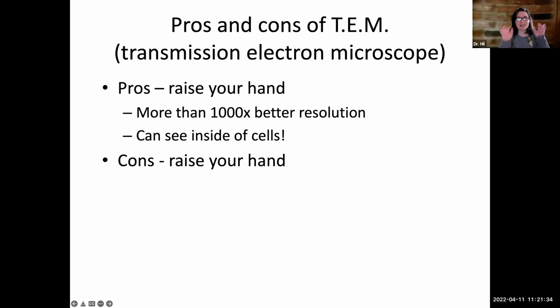So it's not as easy as looking through an ocular. You can't just look at it with your eyes. You have to send that information. It goes to a film and usually nowadays to a computer, and then that image is generated for us.